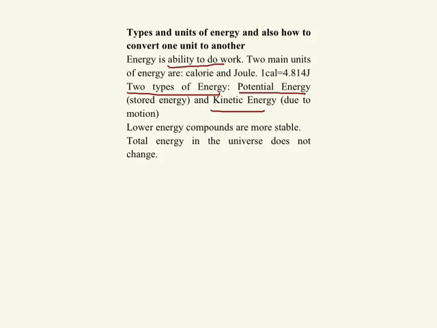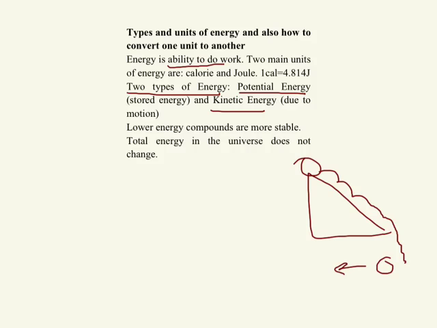Potential energy is the stored energy. For example, a ball at the top of a hill is an example of potential energy. When the ball rolls down, that stored potential energy is converted to kinetic energy, because what is kinetic energy? Energy due to motion. So the ball is moving now, so that's kinetic energy.